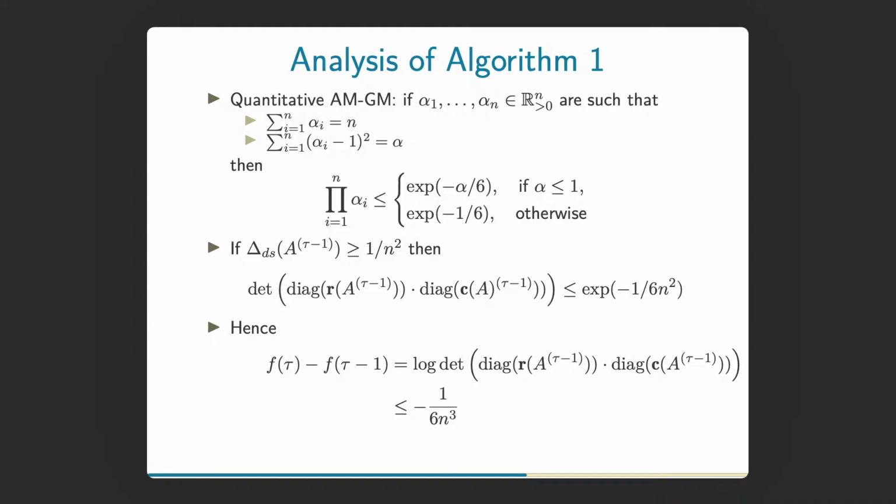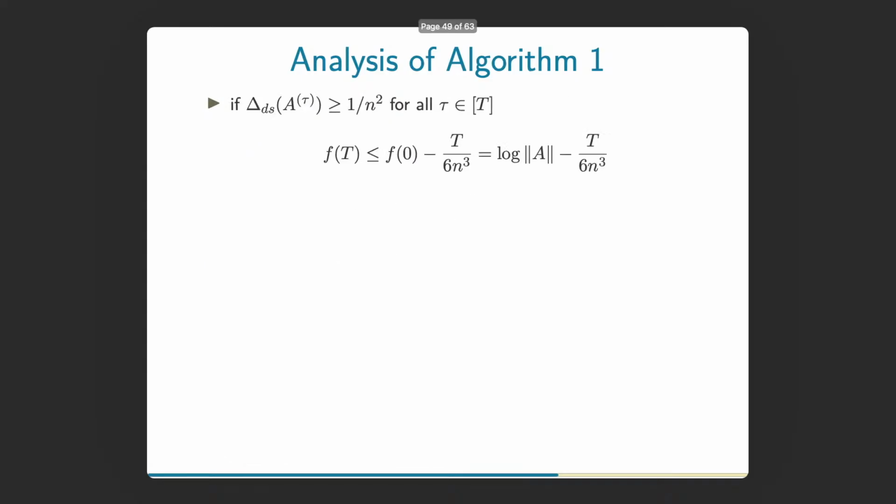Does that make sense? So now, if at every step I'm far from being doubly stochastic, my log norm is decreasing by this amount. Then by telescoping, if my gradient is always large, I know that ft is less than or equal to f0 minus t times this quantity. But what is f0? F0 is just the log of the norm of my original matrix. So now I have that the log of my norm is less than or equal to log of the norm of A minus this.